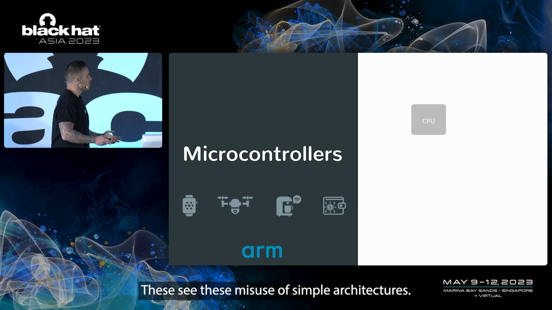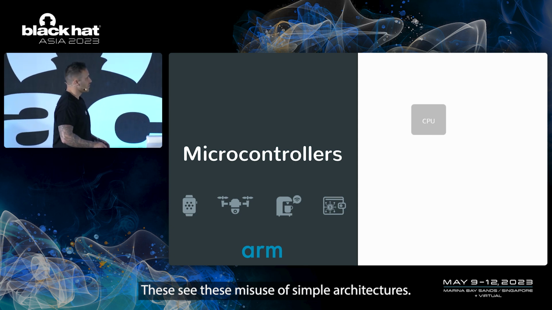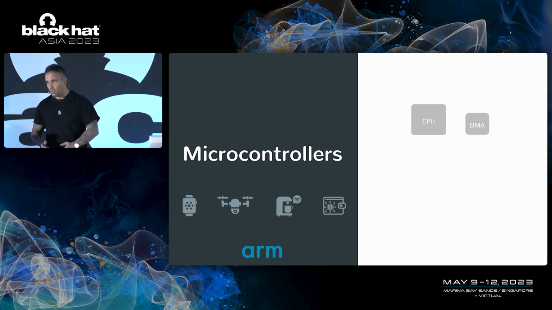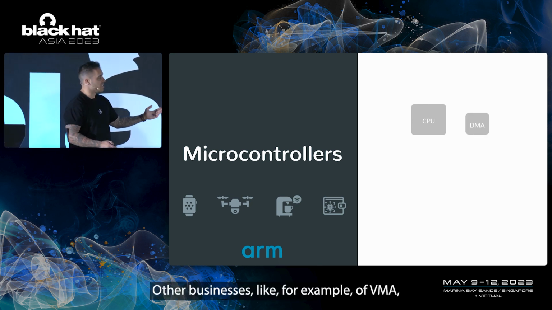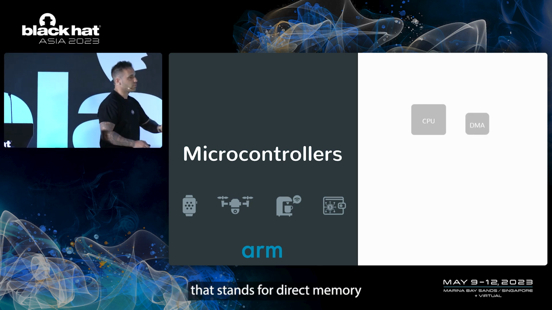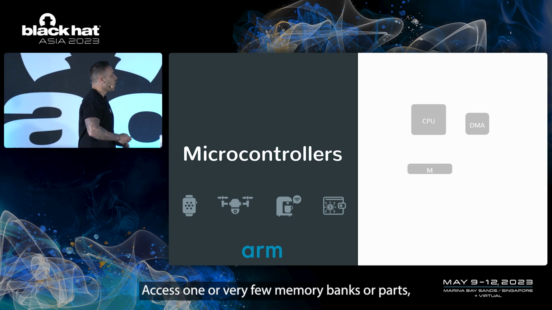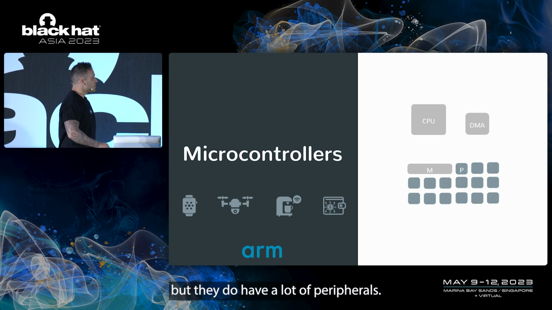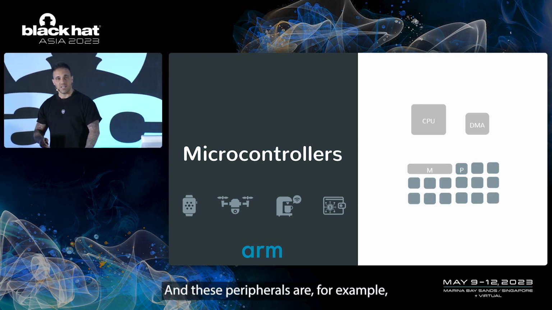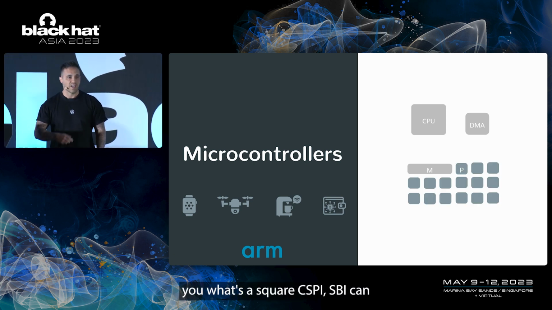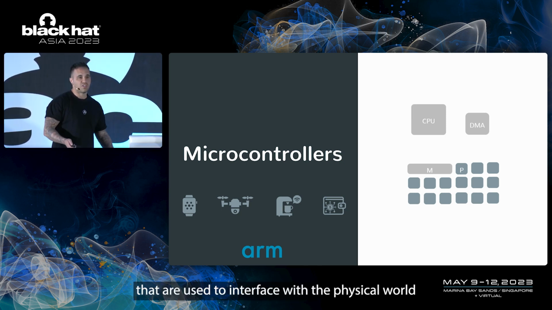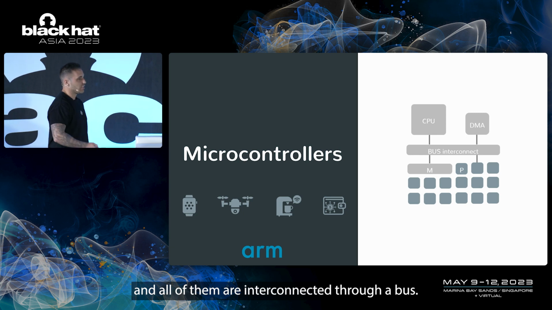These MCUs have simple architectures, which typically include one single core CPU, other bus masters like, for example, a DMA, which stands for direct memory access, and one or very few memory banks or ports. But they do have a lot of peripherals, for example UARTs, I2C, SPI, CAN, that are used to interface with the physical world. And all of them are interconnected through a bus.